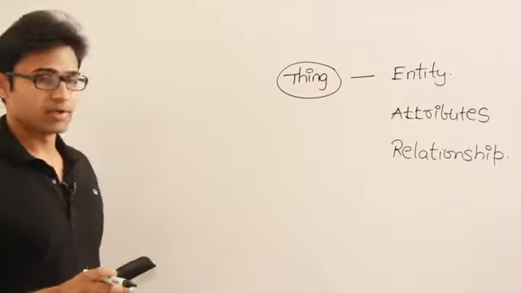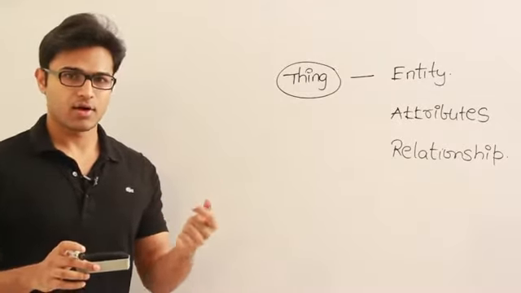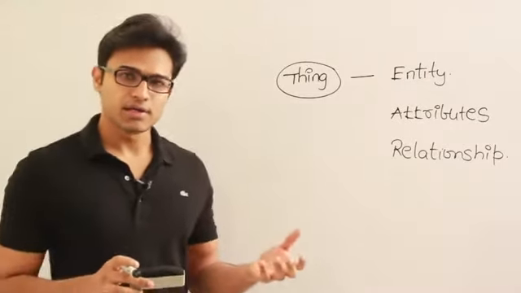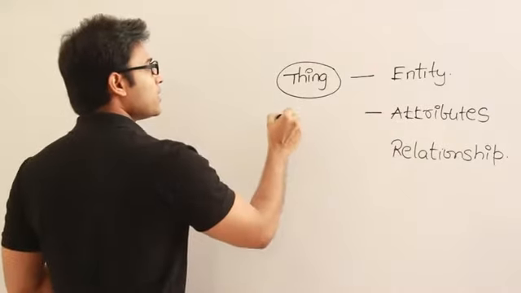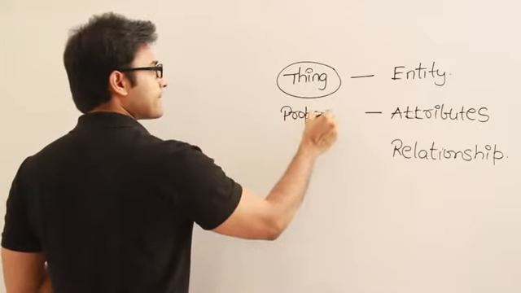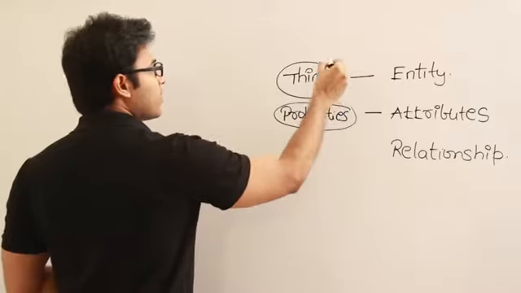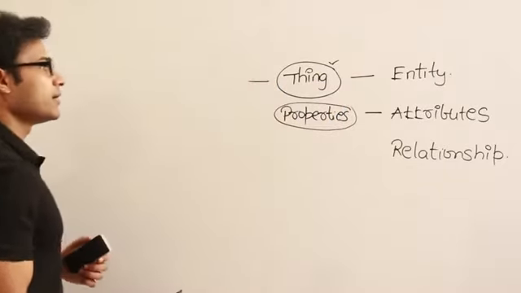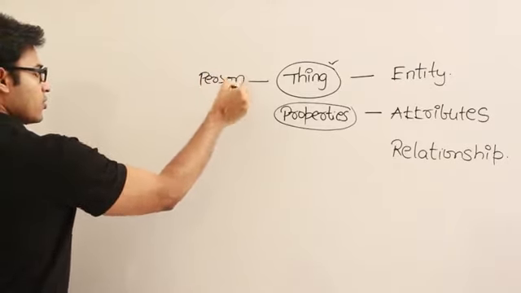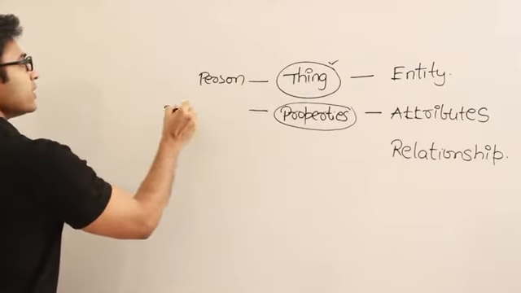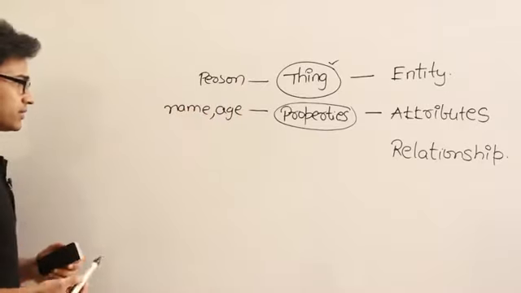And attributes are nothing but the properties of the entities. In order to better describe the entity we use attributes. You can think of them as properties which are used to better describe these things. For example, you can think of an entity as a person, and then how do we describe a person? Maybe using name, age, address, phone number, all this, okay.